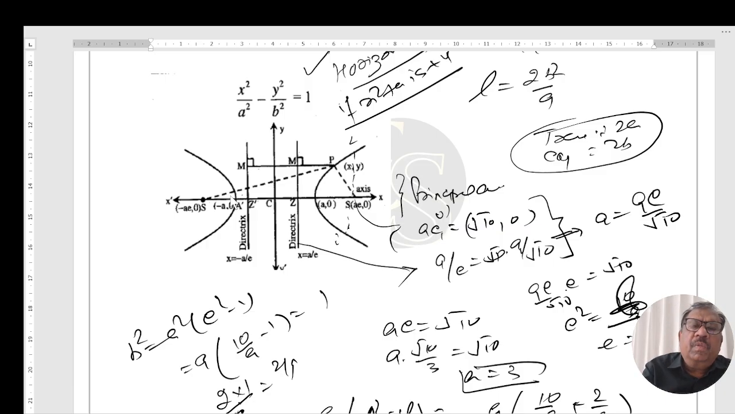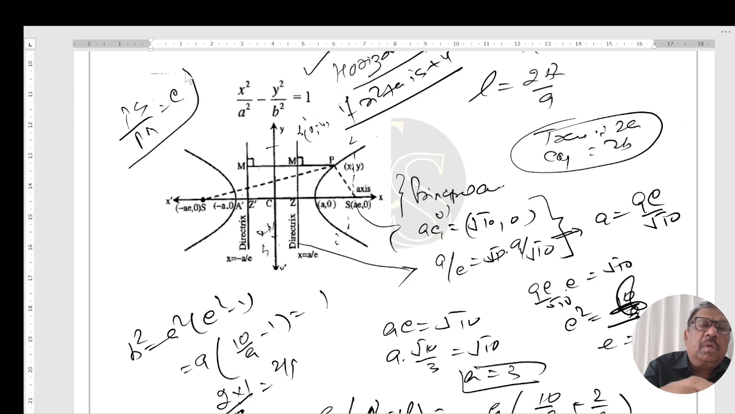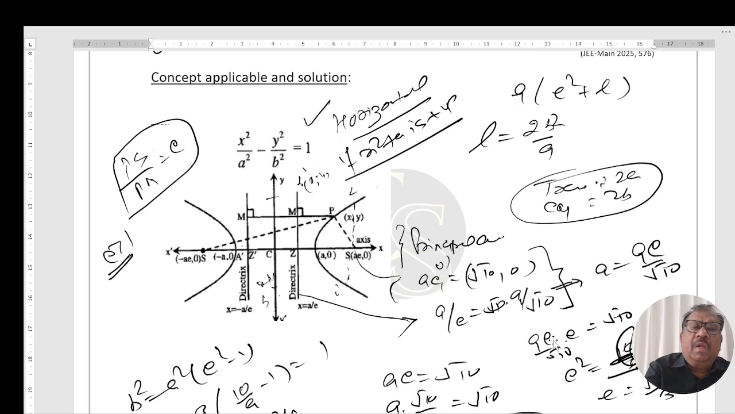This is the center. B and B dash are the ends of the conjugate axis, (0, b) and (0, minus b), right? What is the focus directrix property? PS upon PM equal to e. This is the focus directrix property. In this case, the eccentricity of the hyperbola is always greater than 1. If the y square term is positive, the hyperbola will be vertical. Right? Next question.